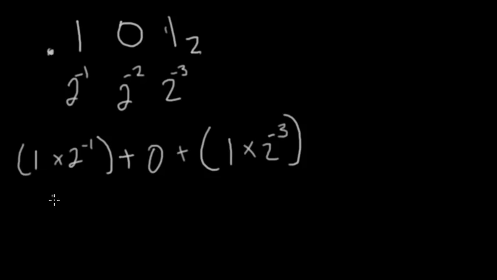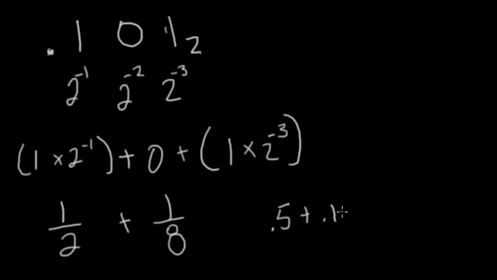Alright, and now we have 2 to the negative 1, and if you know your rules of exponents, that flips to 1 over 2, so that's 1/2. This is 0 plus, this is 1 over 8. And this comes out to be in decimal 0.5 plus 0.125. And that is equal to 0.625. So it works.